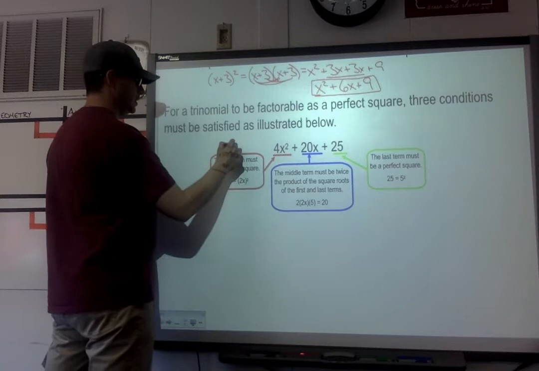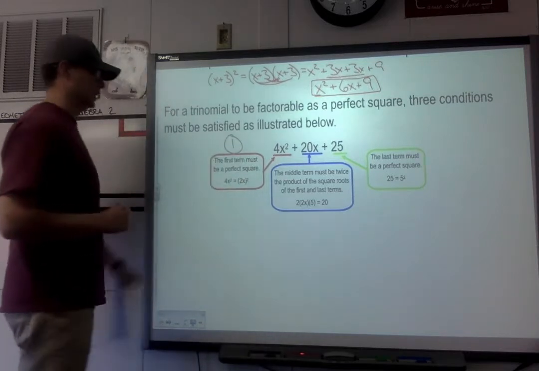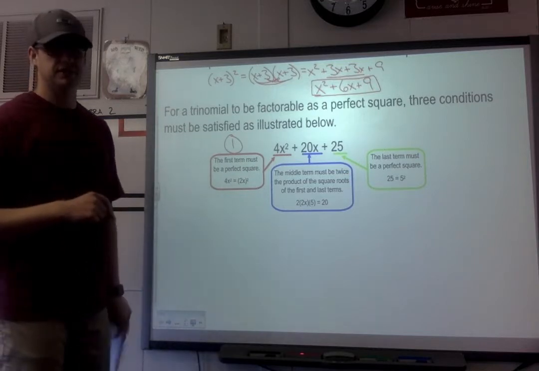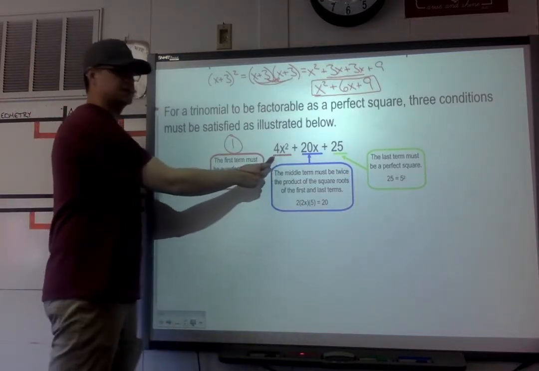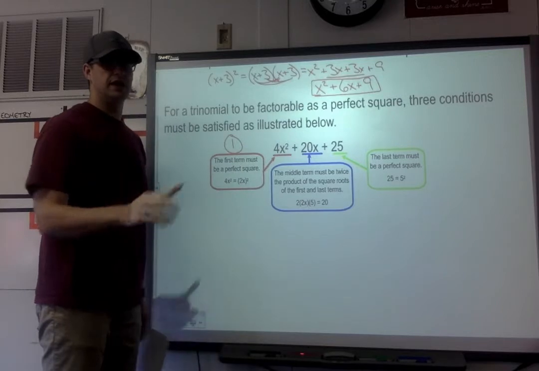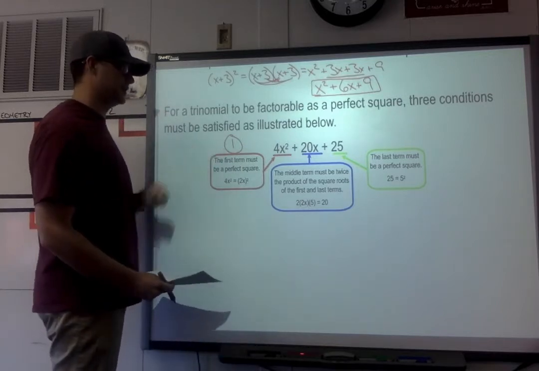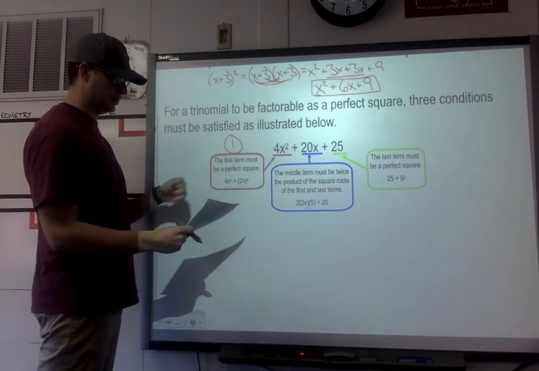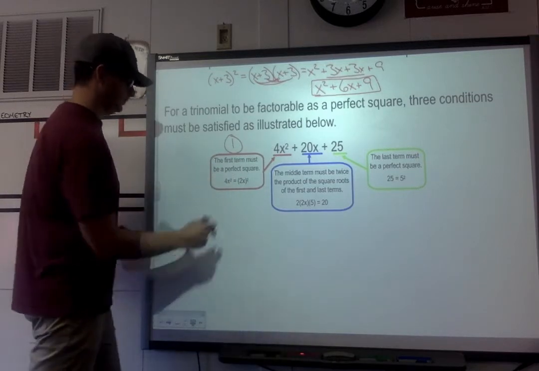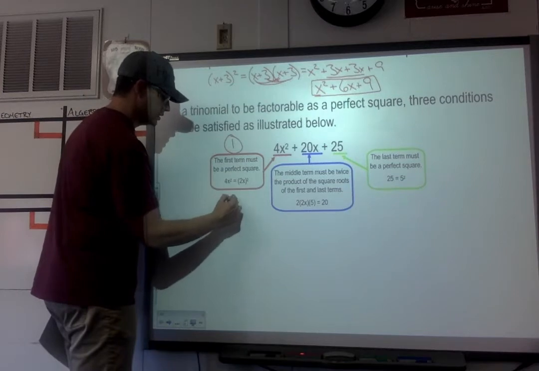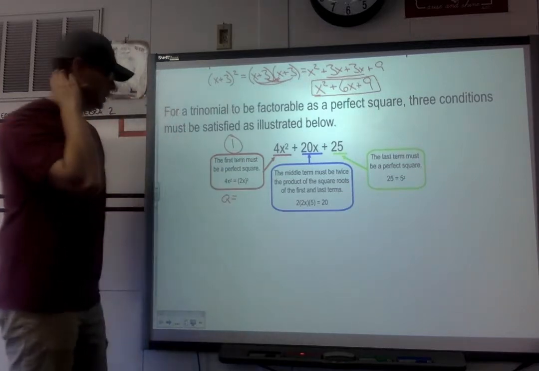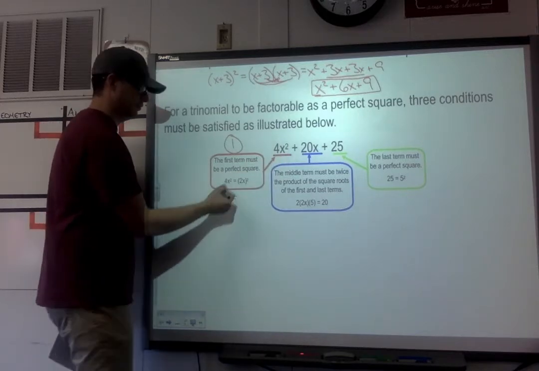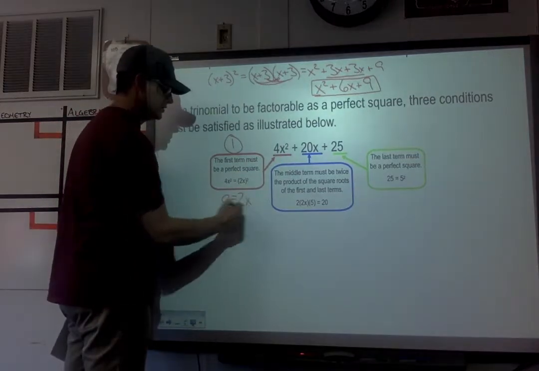So the first thing we need to do is check to make sure that the first term is a perfect square. Because if the first term isn't a perfect square, then we know right there we don't need to go any further. This isn't a perfect square trinomial. In this case, it is a perfect square. So we would say our a value is going to be the square root of this first term, which the square root of 4x squared is 2x.